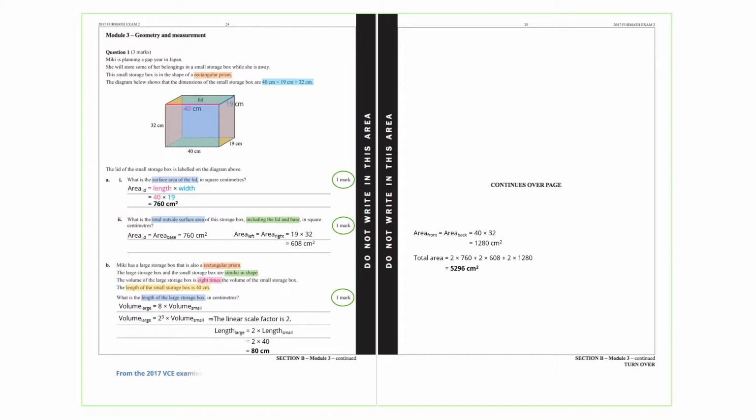From the 2017 VCAA examination report, this question was not answered well. Many students did not calculate the linear scale factor of 2 and gave an answer of 320 centimeters.